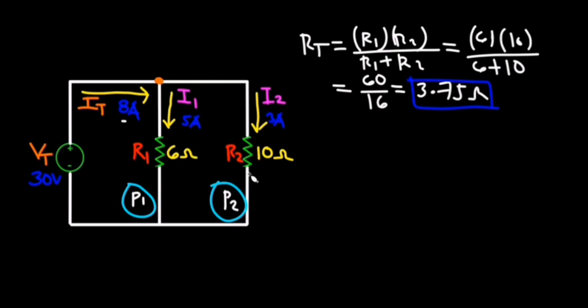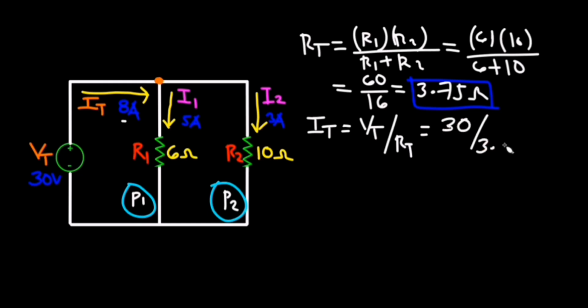And to show you how to solve total current IT using total voltage and total resistance, it is equal to Vt divided by RT. 30 divided by 3.75. This will also result in 8 amperes.